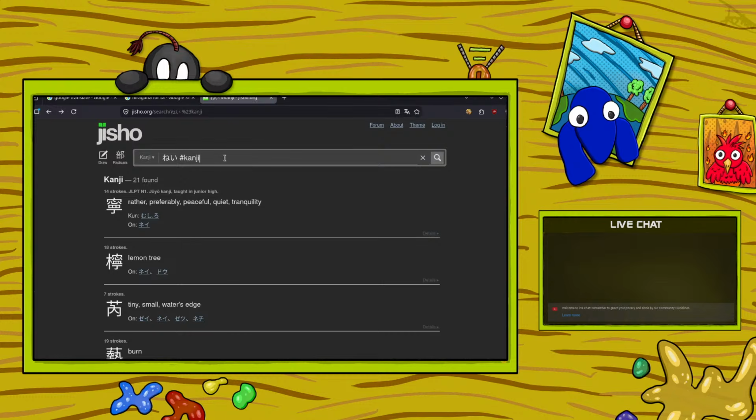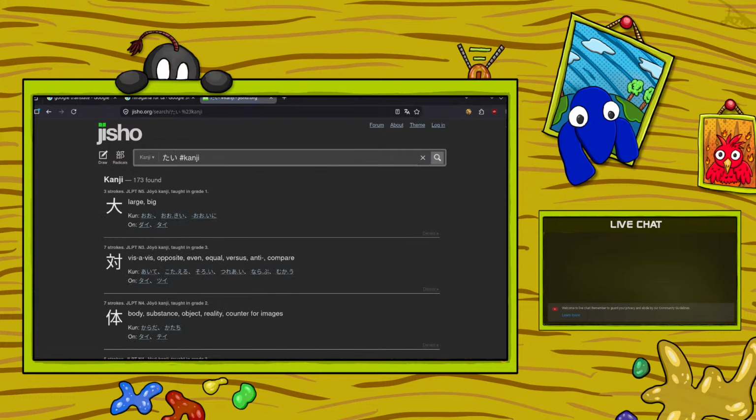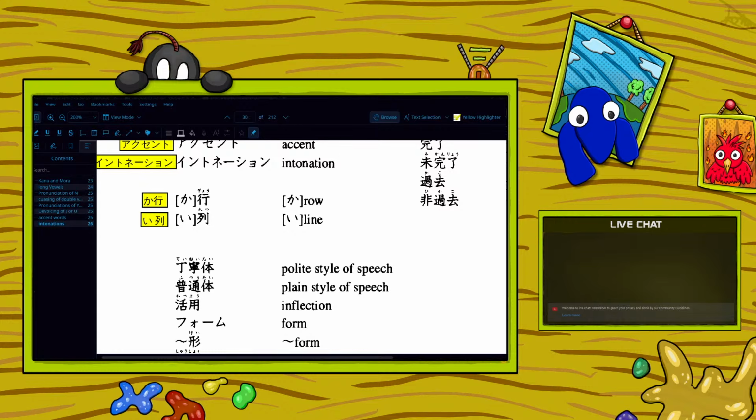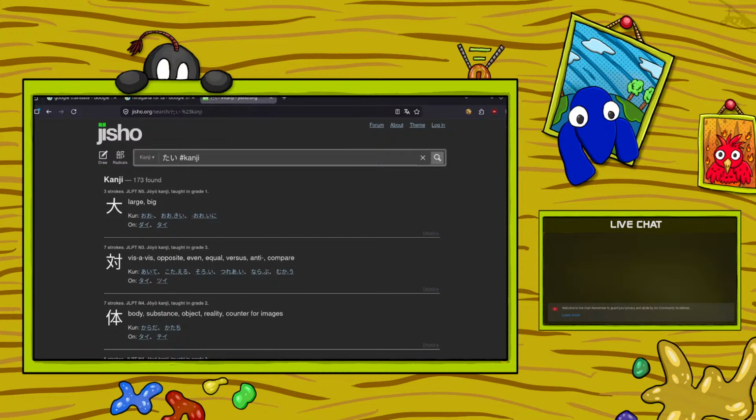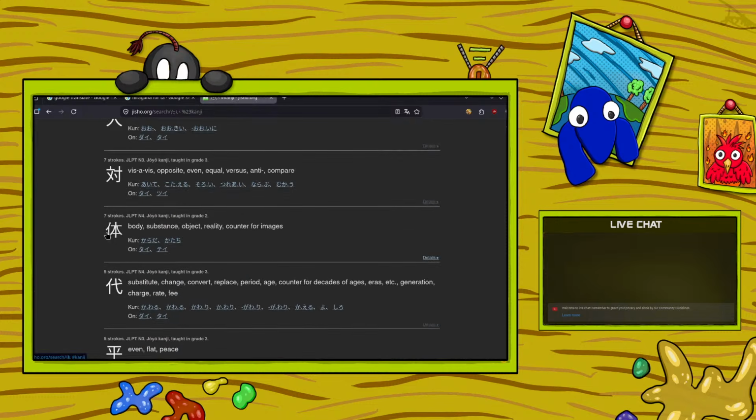Copy this, and then of course put that in there. So now we're gonna have this one instead. So that's a lot. Which one are we looking for? We're looking for the mid-stripe one, this one. The body, substance, object, reality.